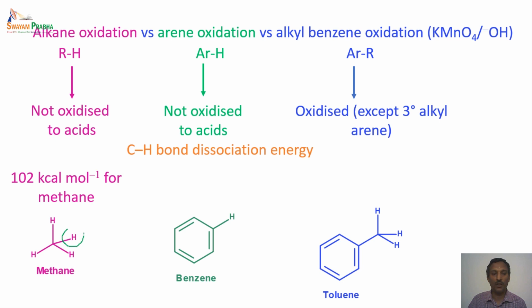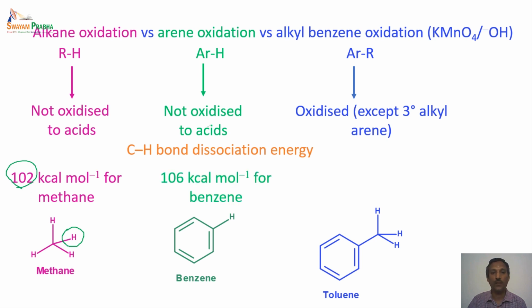So if this bond is broken, then only we can get the corresponding carboxylic acid unit. So we have to break the CH bond, which has a very high energy. So quite drastic conditions are required to break this particular bond.